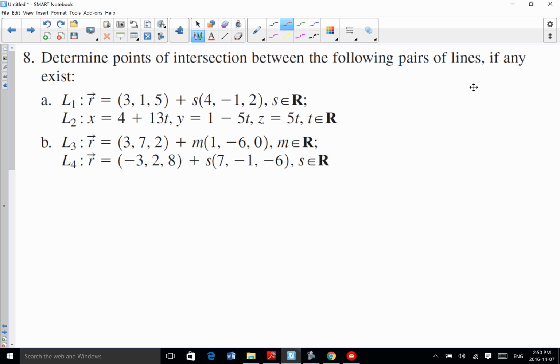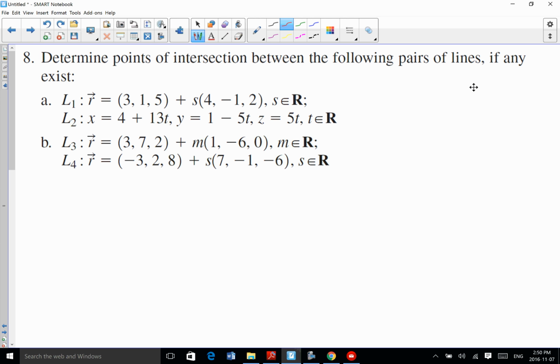In number 8, we're asked to find the points of intersection between the lines if they exist. So the first thing you want to know is, are these lines parallel to each other, or are they coincident with each other? Because if that's true, they either don't meet at all, parallel, or they meet all the time, coincident. So the best thing to do is compare your direction vectors.